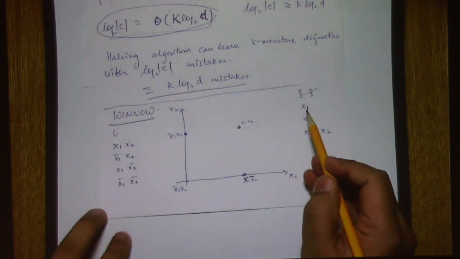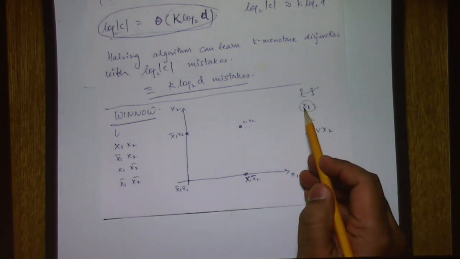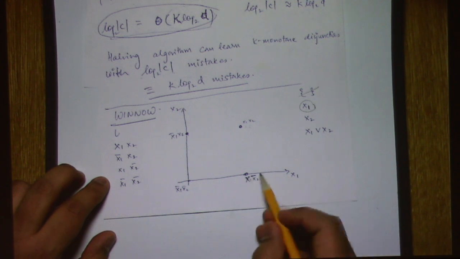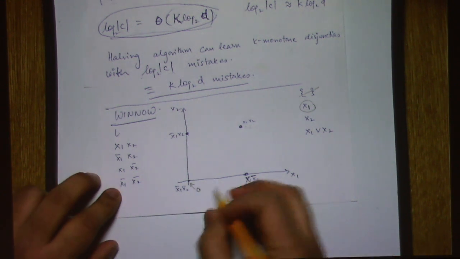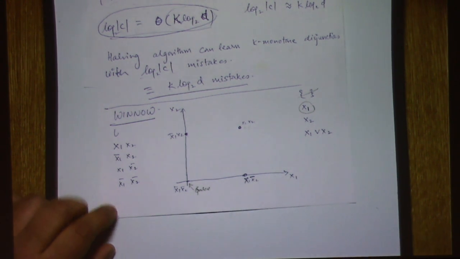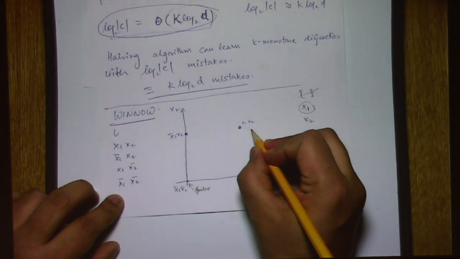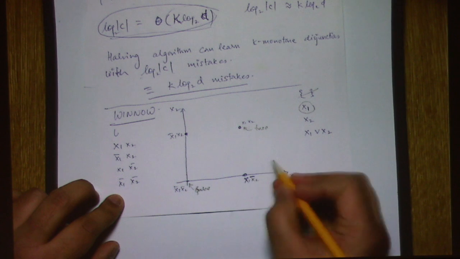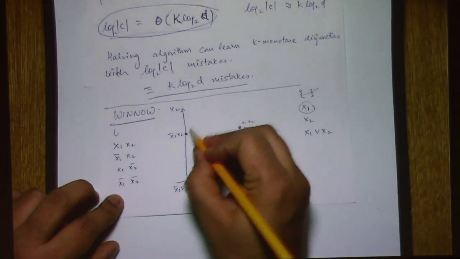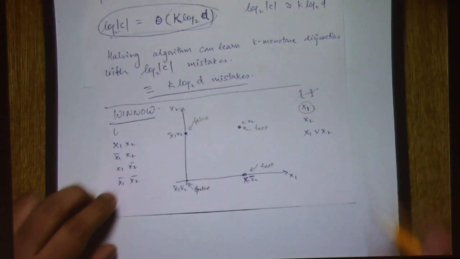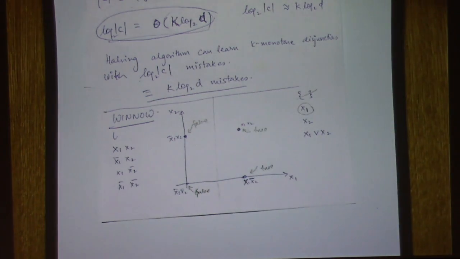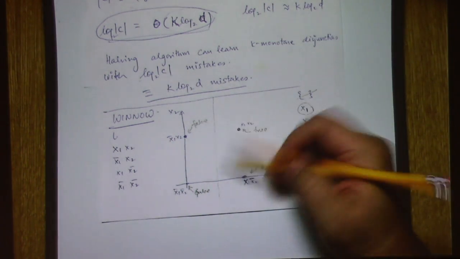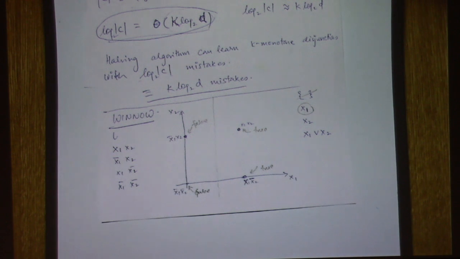So let's do that. Let's say this is our disjunctive concept x1. This concept will call this 0, false, not part of the concept. This will be called true. This will be called true again, and this will be called false. Now what you will see is that you can draw a line like this, and it will separate the space into 2 parts such that all positive are here, all negative are there. Is that clear?